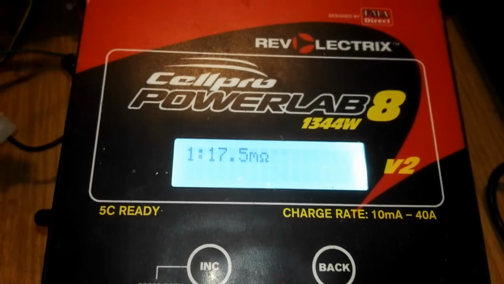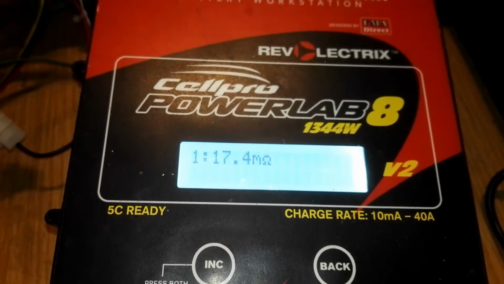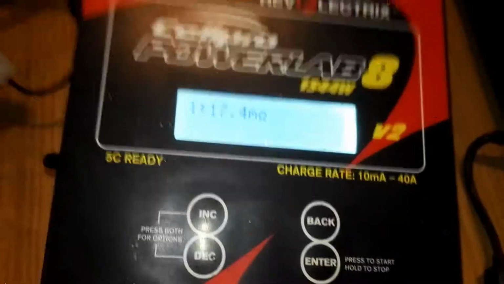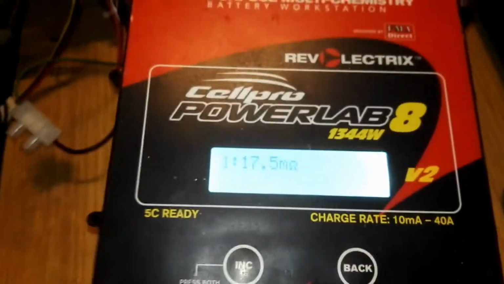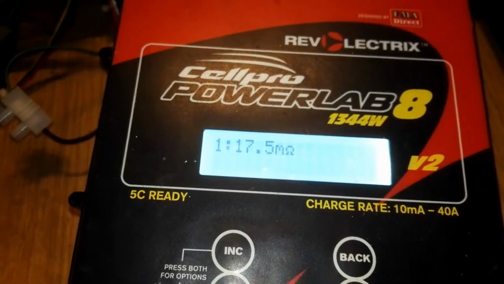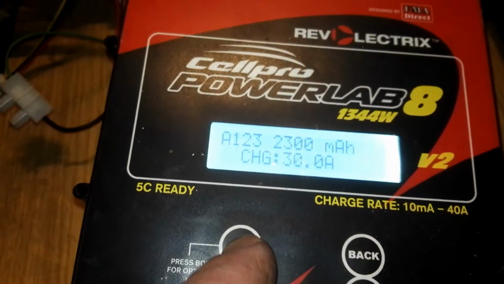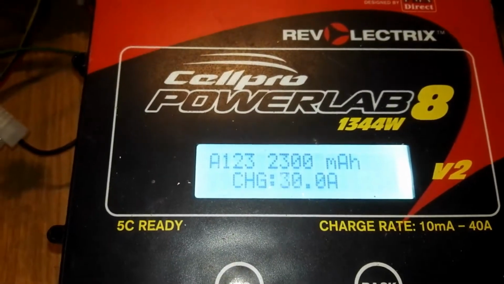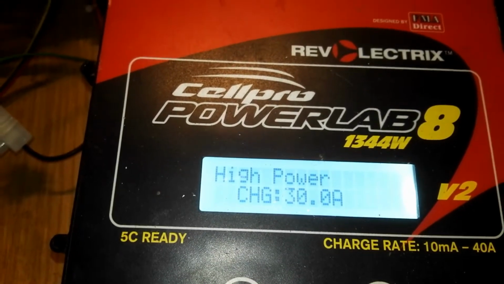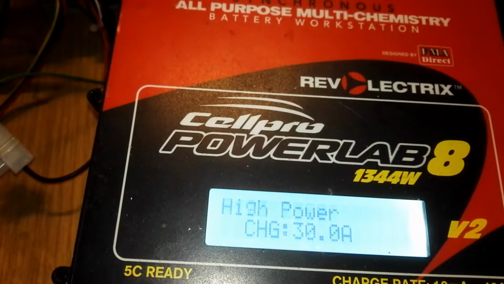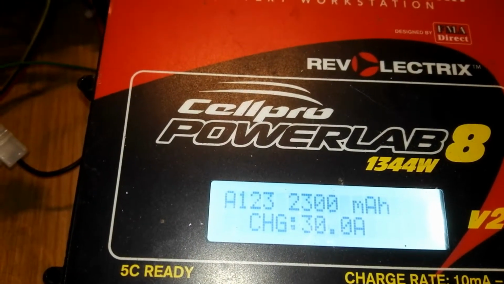Hi, this is a short video showing you how to use the CellPro PowerLab 8 to find out how much capacity there is on a single lithium iron phosphate cell, or also any other battery cell. As you can see here, I charge the type A123, that's the old name for a lithium iron phosphate, and I've charged it at 30 amps.